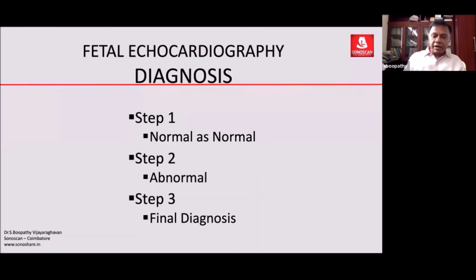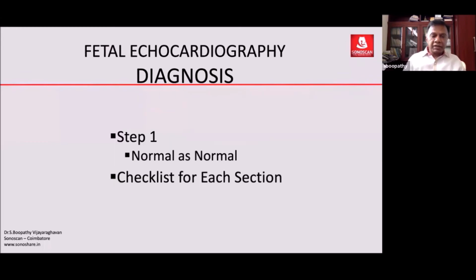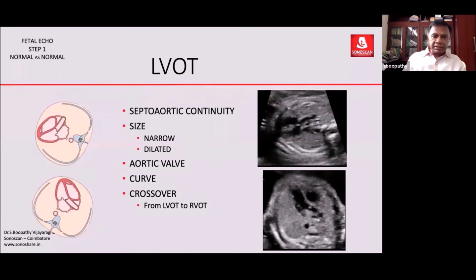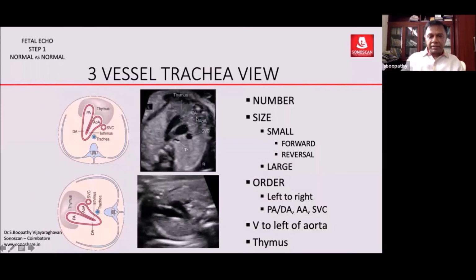Step 3 is to arrive at a final diagnosis. So step 1, say for the 4-chamber view, starting from the situs with the upper abdomen section, the size of the heart, the squeeze or the contractility. Then we come to the checklist for the LVOT. So first is the septo-aortic continuity, and you see the difference in appearance between them and the image. Again, the checklist is the number of vessels, and normally it is 3: the pulmonary artery, aorta, and SVC.